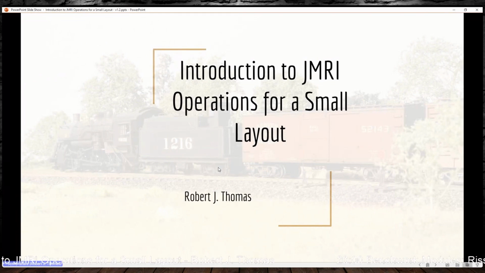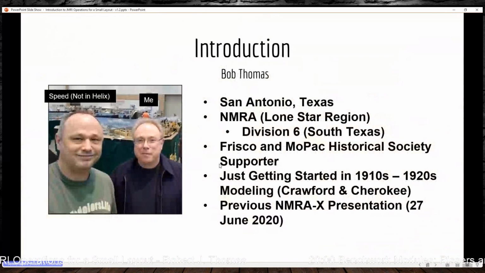So with that, let me just give you a quick introduction. As Brooks mentioned, I'm from San Antonio, Texas. I'm part of the Lone Star region of the NMRA and Division 6, which is South Texas. Here you see a picture of me with the speed captured not in the helix. Had a good time in Dallas last year at a train show in the area. As Brooks mentioned, I presented last June and gave an overview of the layout that we're going to use part of today as the worked example.